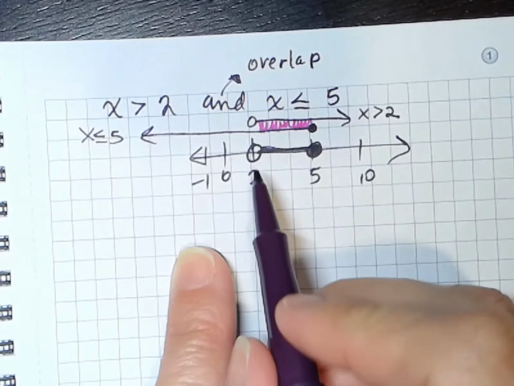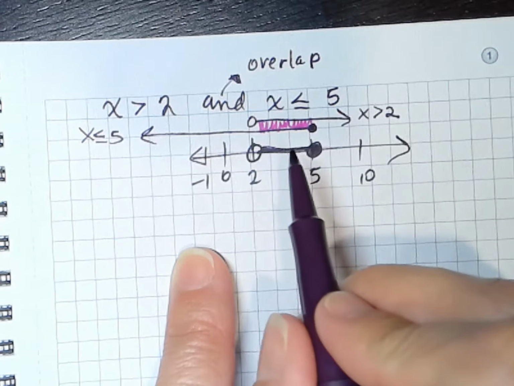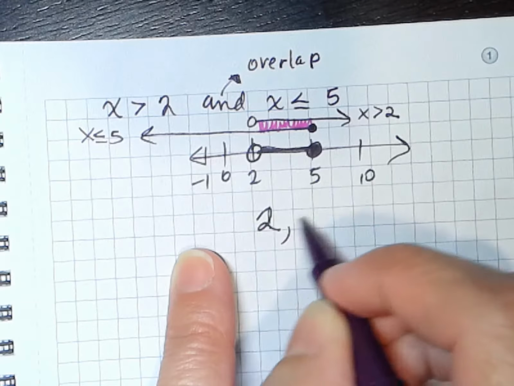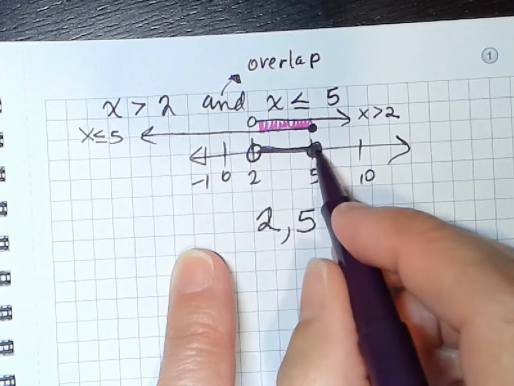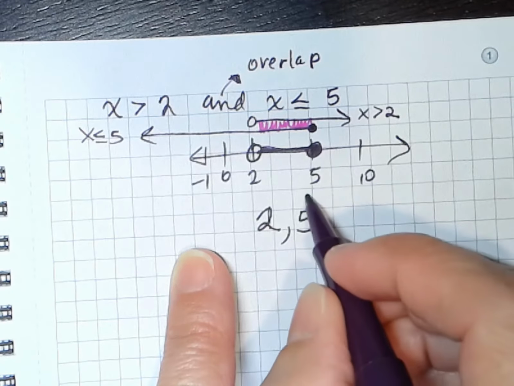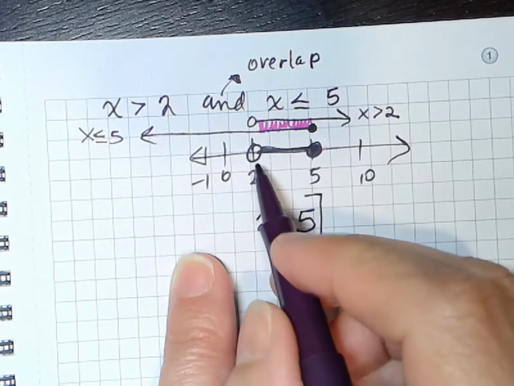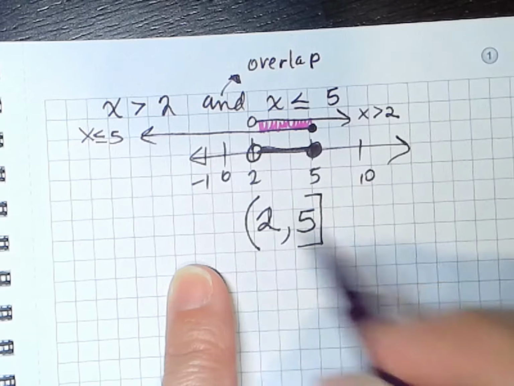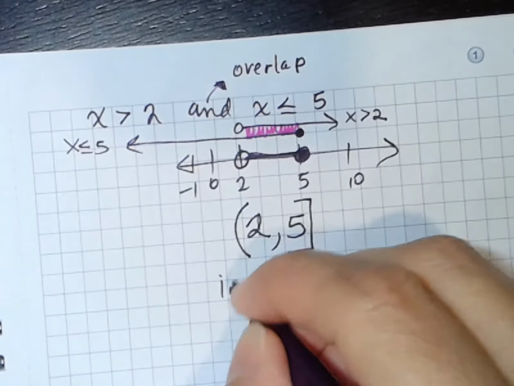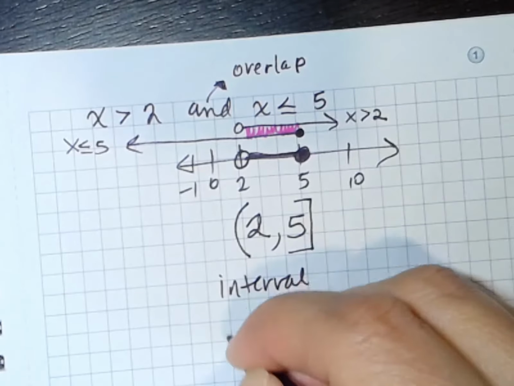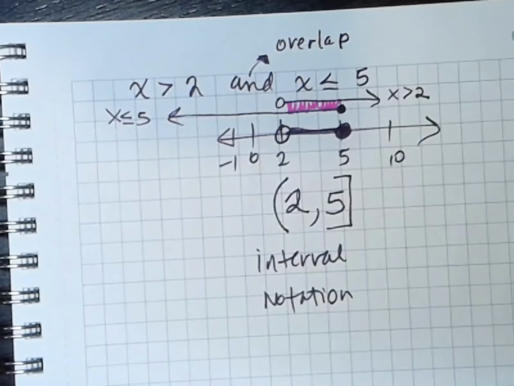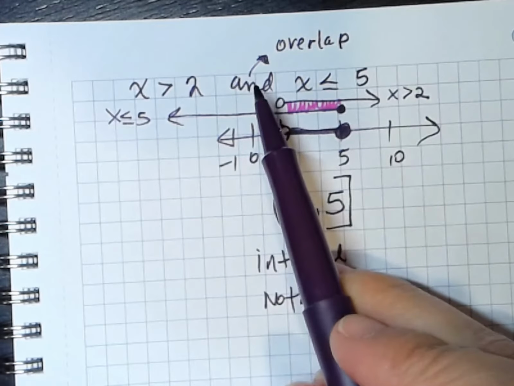So remember, your interval notation goes from the smallest thing you have shaded to the largest. So my interval notation starts at 2, my shading starts at 2 and stops at 5. Now my 5 has a solid circle, and so that's a bracket. And my 2 has an open circle, so that's a parentheses. So here is your interval notation for a compound inequality, and this one was an and.